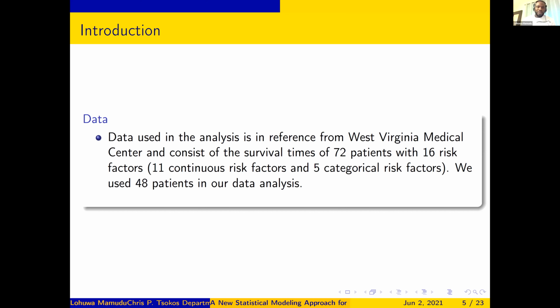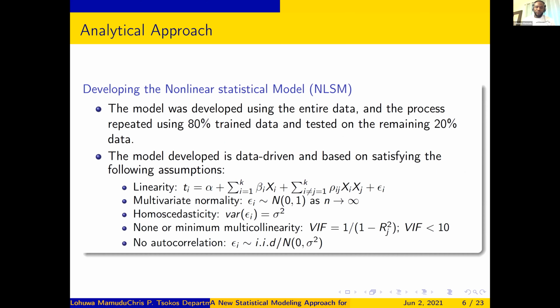So this is how the approach for developing this nonlinear statistical model was made. First of all, we developed the model using the entire data. Now, the recent advanced way of statistical modeling is using part of the data to develop the model and then using the remaining parts to actually test the model. So in our case, two approaches were used: developing the model with the entire data, and then developing the model with 80% of the data and testing it on the 20%.